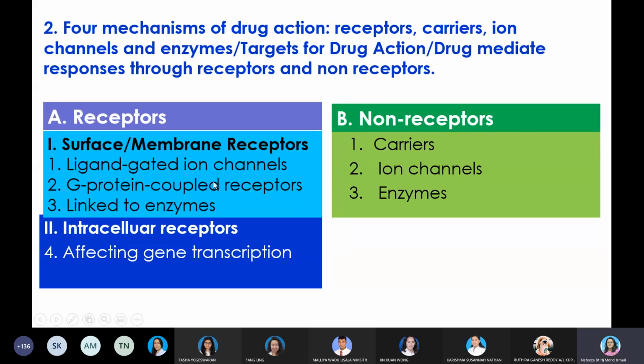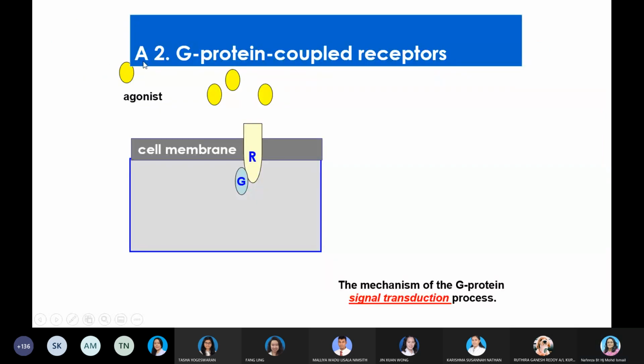Second one is G protein coupled receptors. Now we're talking about G protein coupled receptors. This is the agonist. It finds its way and binds to the membrane receptor, or transmembrane receptor, or surface receptors. Why is it called G protein? Because there's a G protein attached to the receptor. When the agonist combines to the receptor, it activates the receptor, and the receptor will activate G protein.